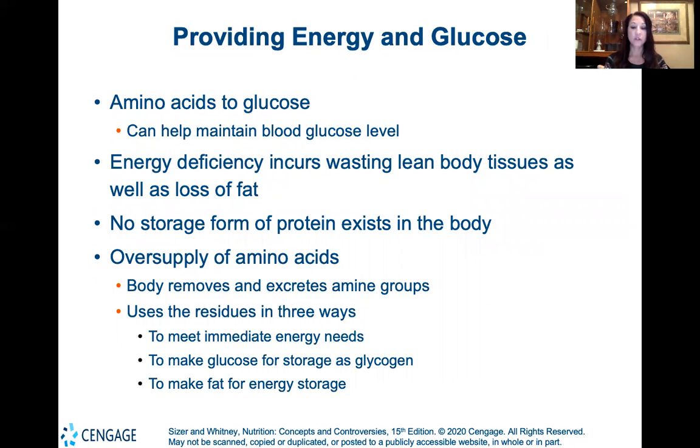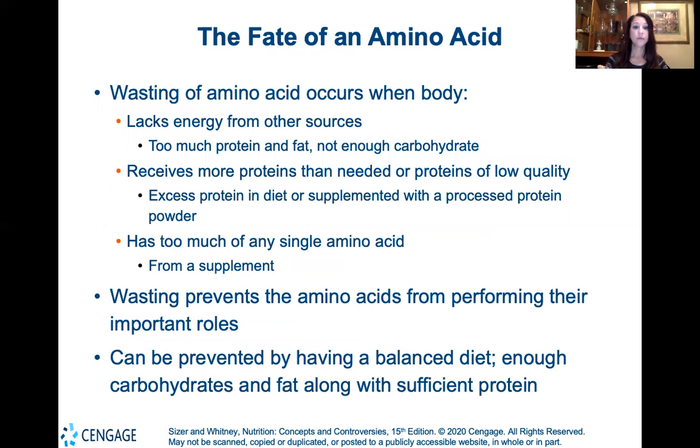Amino acids can be oversupplied, and because there is no storage form of protein, it can be used to make glucose for immediate energy needs, or stored as glycogen, or converted into fat for storage. And the wasting of amino acids can occur when there is too much protein being supplied by the diet, or if there is an imbalance, not enough fat or carbohydrates. When the amino acid is wasted, it is being used to meet energy needs and not available to perform all of their important roles.